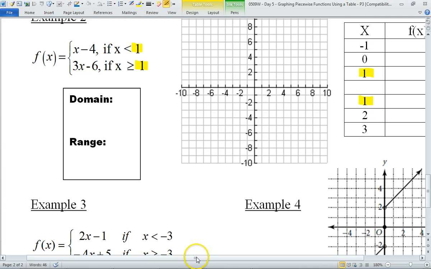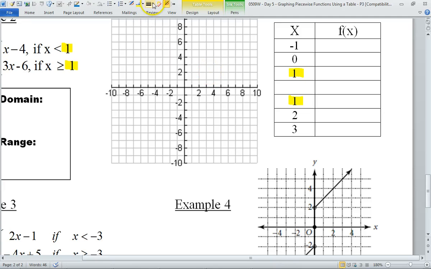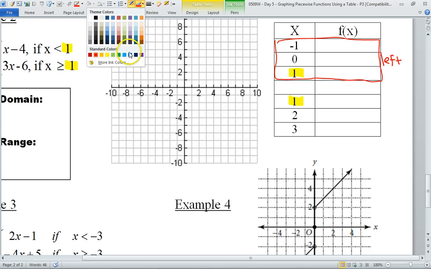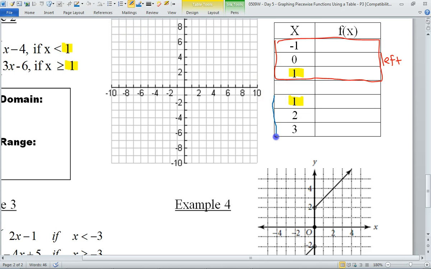Now, Ashlyn, on the table, always, always, always, the top of your graph, the top of your chart, these numbers are always smaller. So that means this is always going to be the left side. Okay? The bottom part of your graph, those numbers are always bigger. So that will always be the right side. Okay? And I always like to do the left side first.